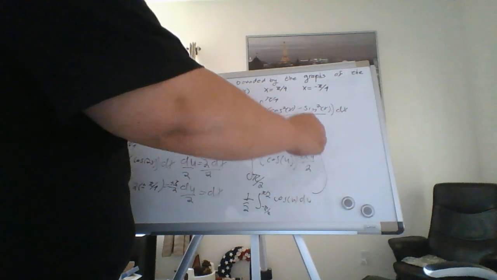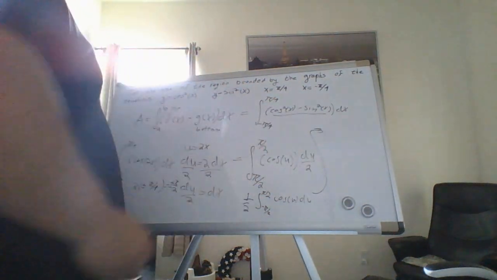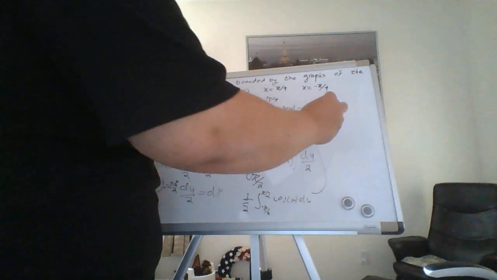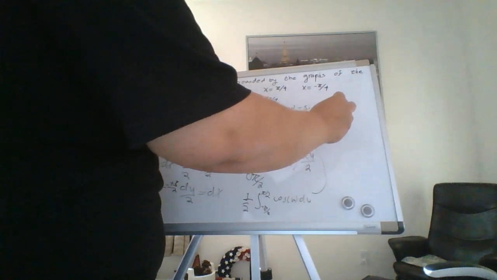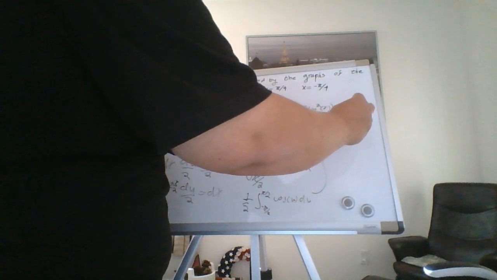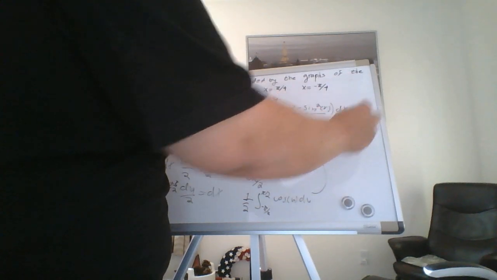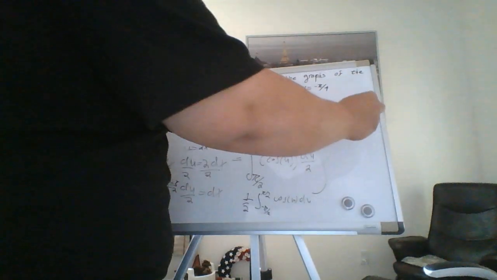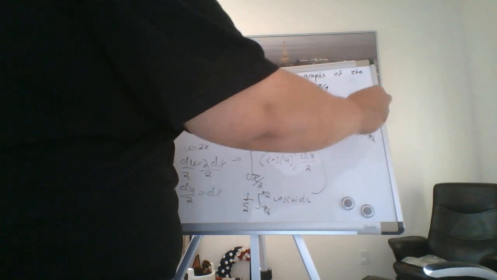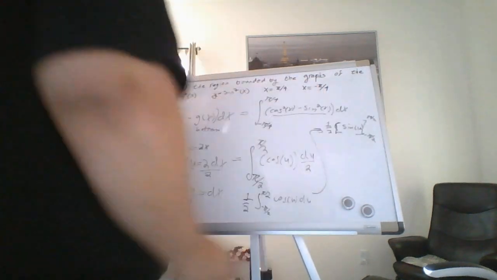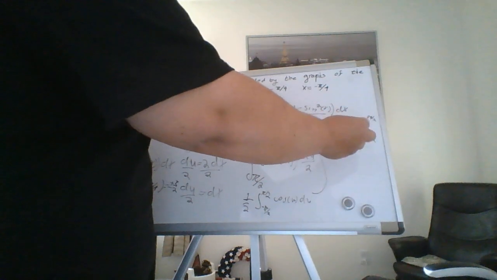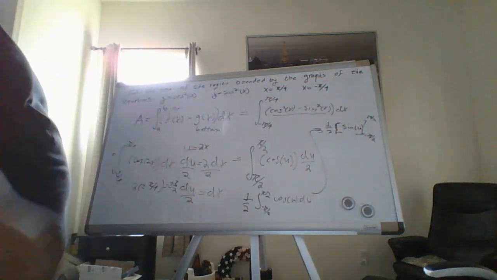Now all we do is plug that in to get the antiderivative, which we know is sine. So all we say is 1 half, and put some brackets, sine of u, and another bracket, and we say pi over 2, pi over 2. Okay, that's all we need to do. This is a negative pi over 2, and this is a positive pi over 2.